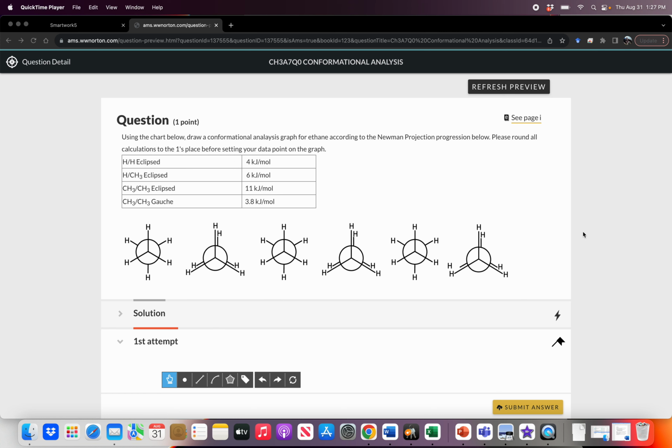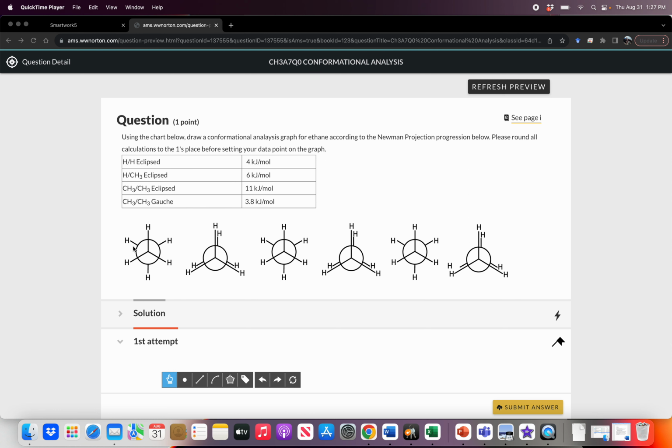A quick video to show you how to answer these rotational conformation analysis questions using the graphing function in SmartWorks. Okay, so just a brief overview here. We're going to use the chart below to draw the conformational analysis graph of ethane according to the Newman projection progression below. Note that we need to round all of our calculated values to the ones place before we enter our data point on the graph.